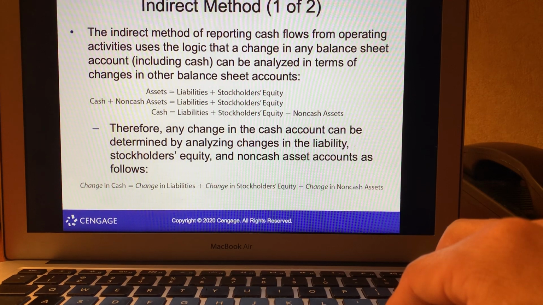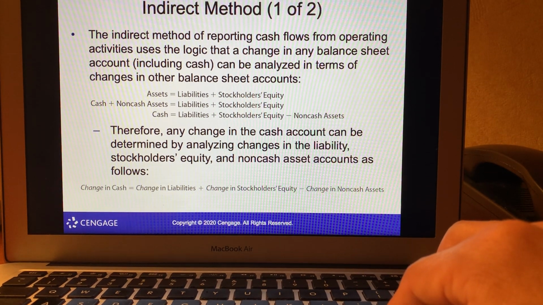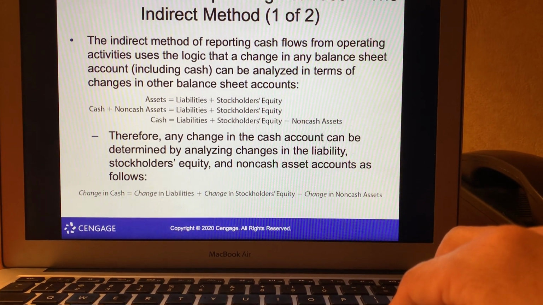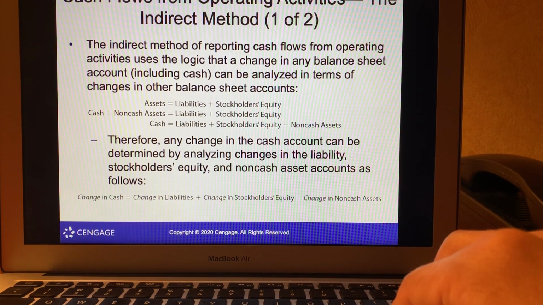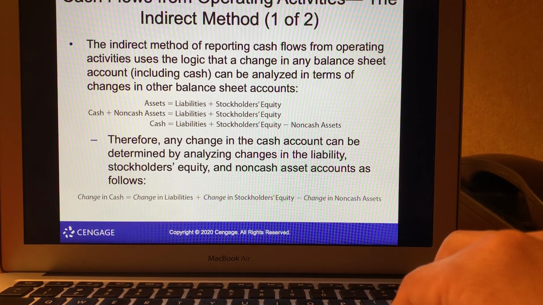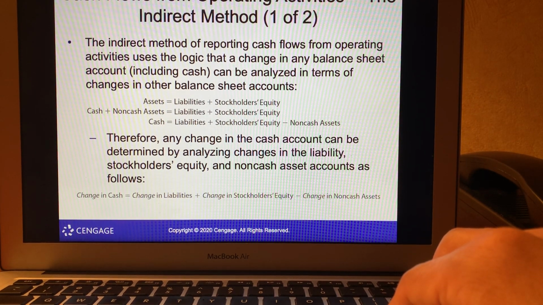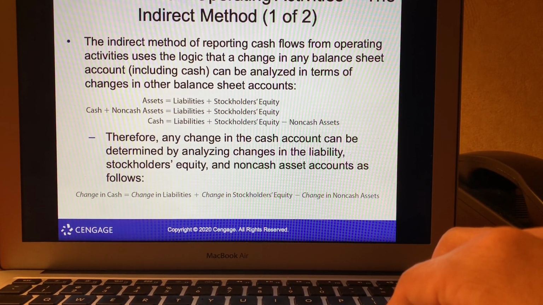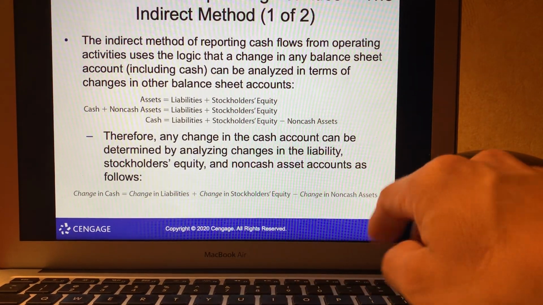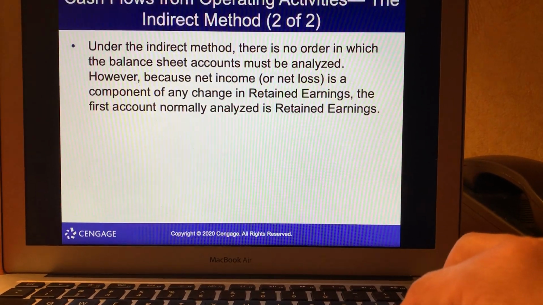Therefore, any changes in the cash account can be determined by analyzing changes in the liabilities, stockholders' equity, and non-cash assets as follows. Change in cash equals change in liabilities plus change in stockholders' equity minus change in non-cash assets, which is stated right here on the bottom. So take a look at that.